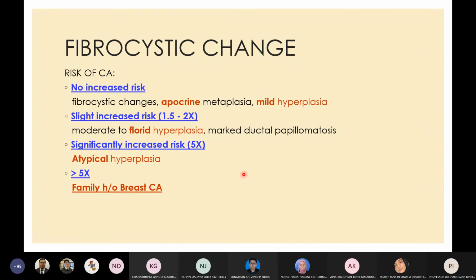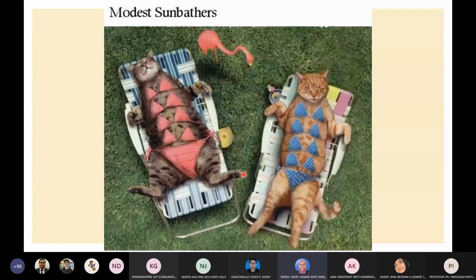All right, is that okay with you all? Okay, do you understand the fibrosis change? Doctor. This one, can you see or not?